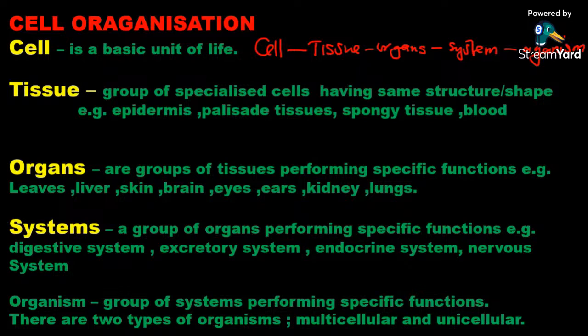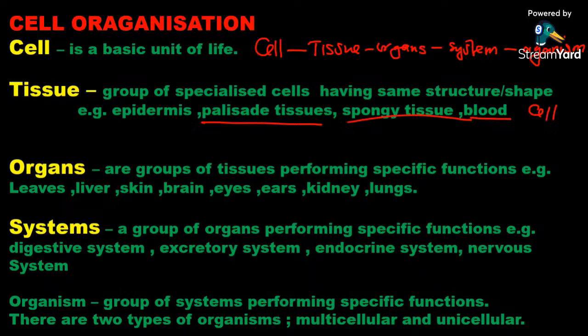You have the epidermis, you have the palisade tissue. The palisade tissue is made up of palisade cells. Spongy tissue is made up of spongy cells. And of course, blood. Like I said, blood is a fluid tissue. So blood is made up of cells and the fluid. But in this case, since we are looking at cells, we can talk of the cells found in blood. So these are examples of tissue.